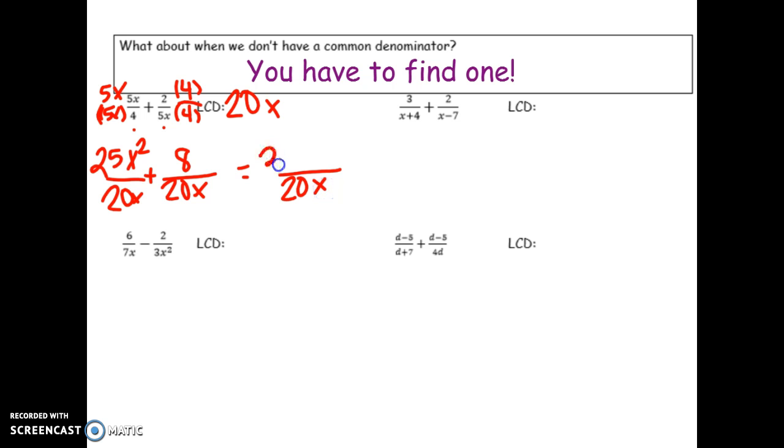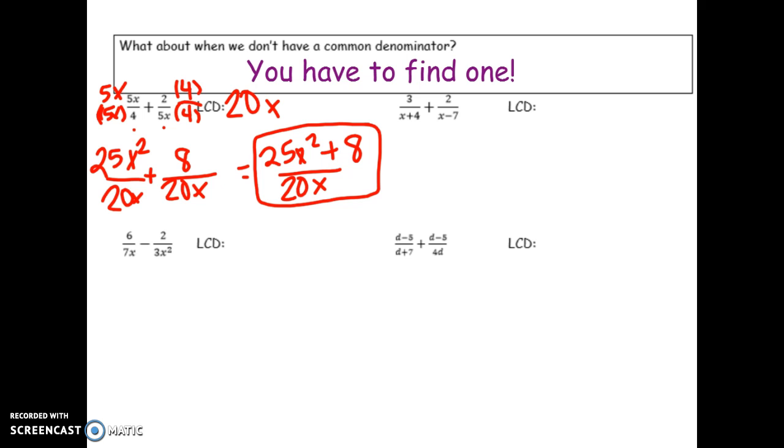And I've got 25x squared plus 8. Is there anything I can take out of all of those? No, because 2 goes into 8 and into 20, but not into 25. There's an x in 20x, but not in the 8. So that is it. Okay.